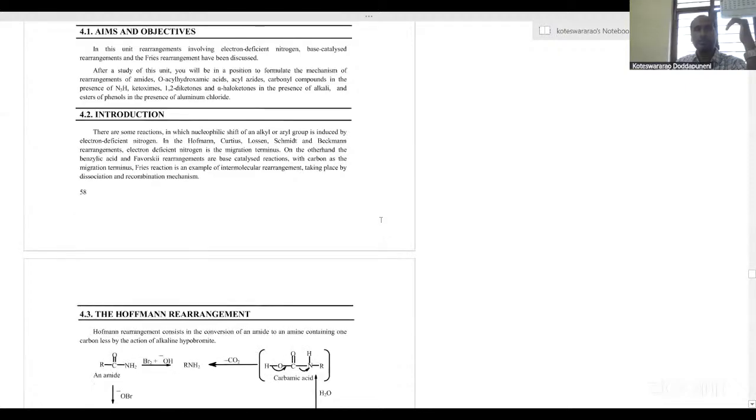Now, coming to the first, as per the index: Hoffmann, Curtius, Lossen, Schmidt, Beckmann. All these rearrangement reactions involve electron deficient nitrogen at the migration terminus. On the other hand, the benzilic acid and Favorskii rearrangements are base catalyzed reactions in which carbon is the migration terminus. Fries rearrangement is an example of an intermolecular rearrangement taking place by a dissociation and recombination mechanism.